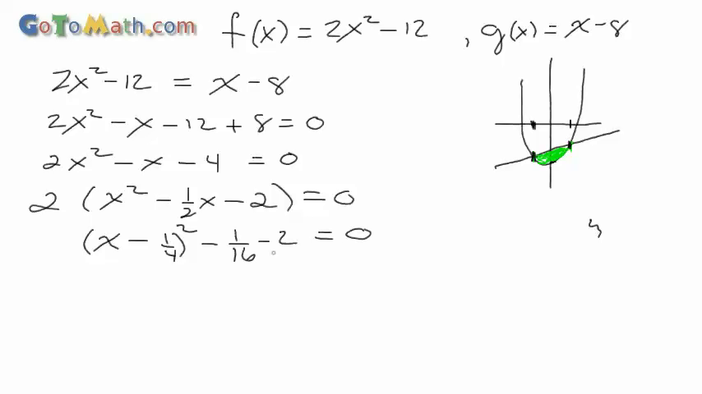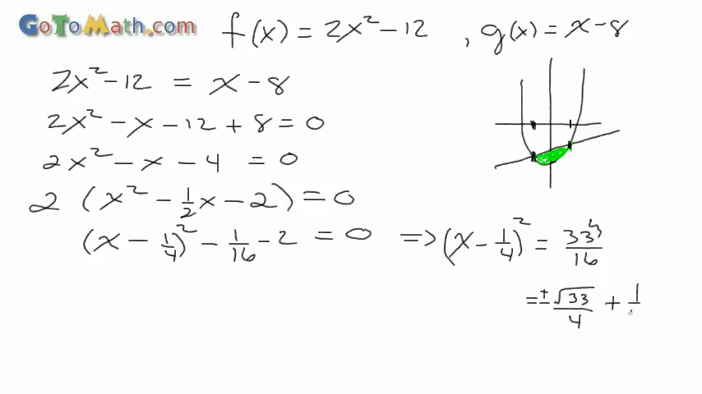Where are we at? Maybe we can continue this over here. So we have x minus 1/4 squared. I'm going to take this over. It's negative 33 over 16, but taking it over, it becomes positive 33 over 16. Now we square root both sides. The square root of 16 becomes 4, so we have the square root of 33 over 4. Now remember, this is plus and minus. Then we take the fourth over, positive 1/4, and we're left with x.